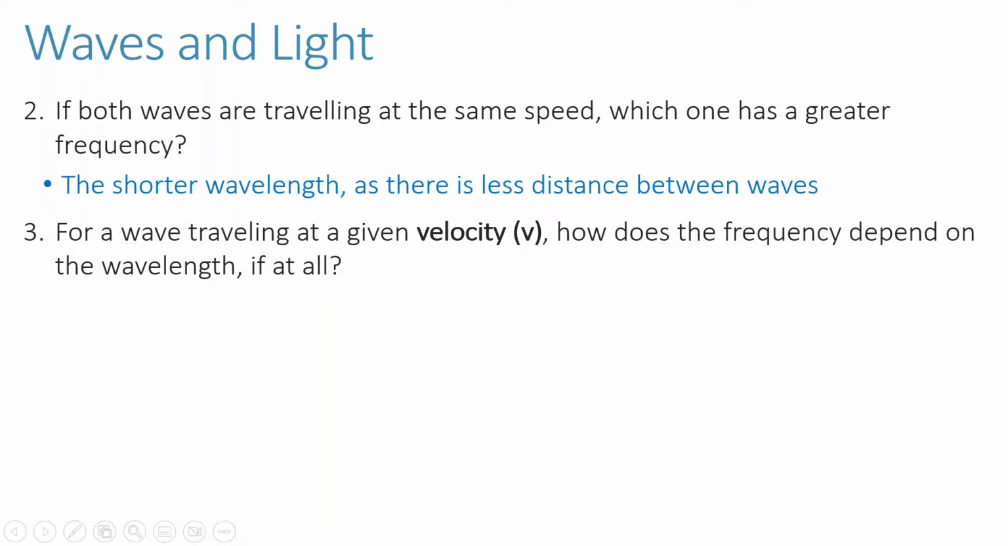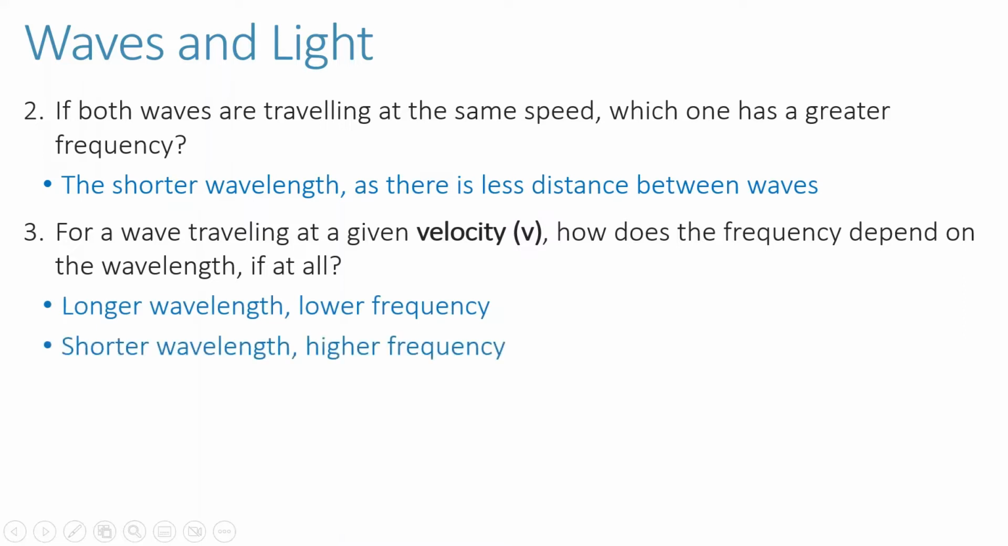So for a wave traveling at a given velocity, how does frequency depend on wavelength? The shorter the wavelength becomes, the higher the frequency the wave will be. So longer wavelength means lower frequency, and shorter wavelength means higher frequency.